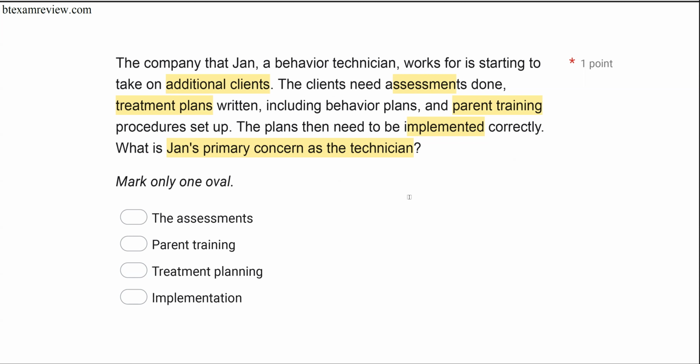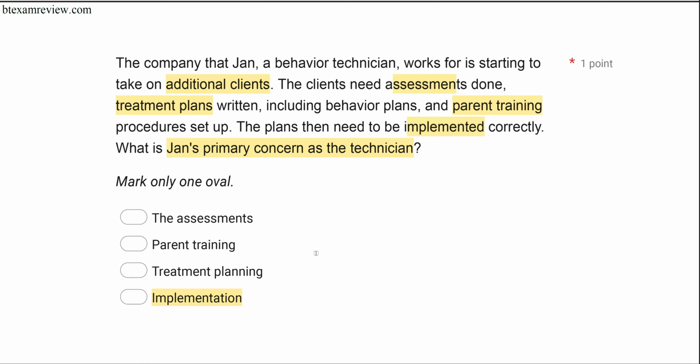She may help with the assessments. She may help with the parent training. She may help with the treatment planning. She may even do some of her own assessments and parent training. But her primary concern as the technician is to be sure things are implemented correctly.